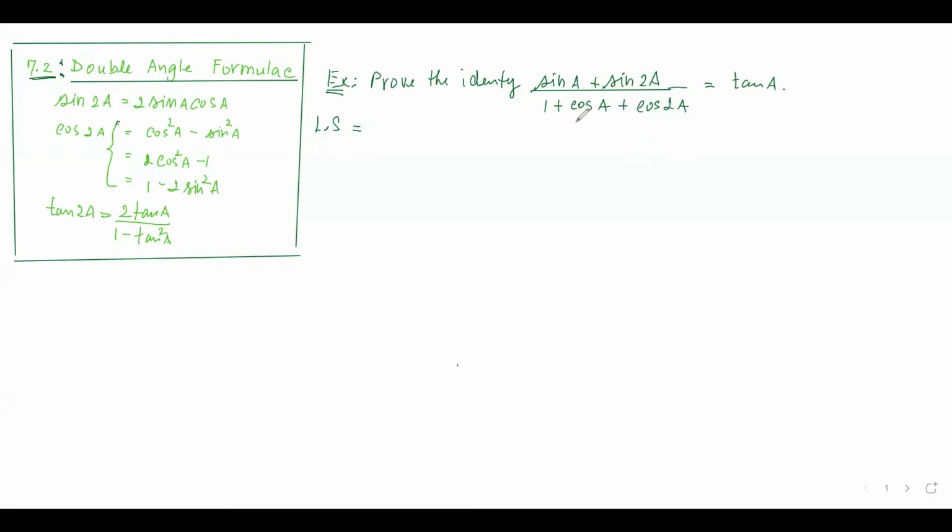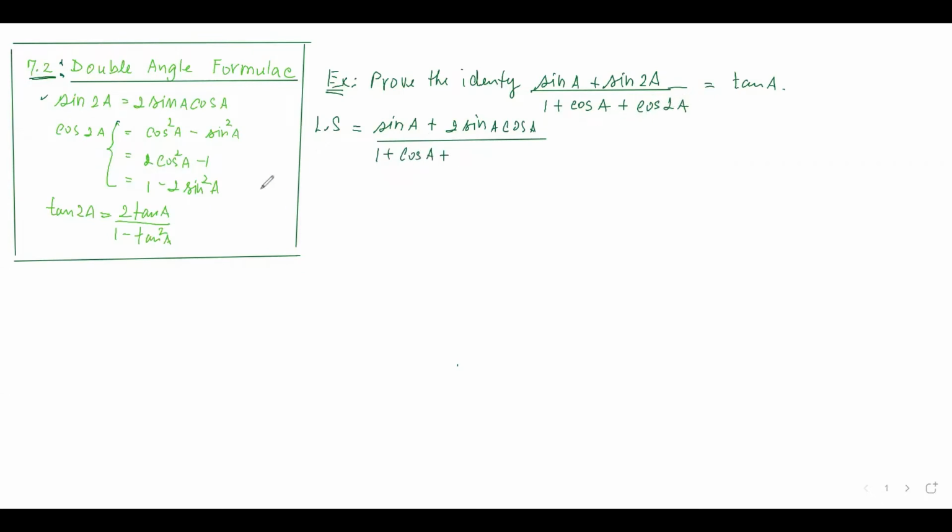Okay, and then you start here. Use the formula. Sine A is still sine A, plus sine 2A, you can use this one, correct? So you make it become 2 sine A cosine A. And then over, divided by. This one, you see 1 plus cosine A is still the same because it's already the lower term, right? And then plus cosine 2A.